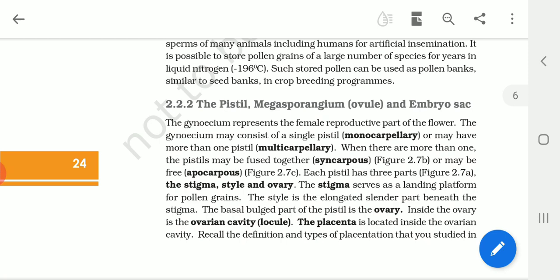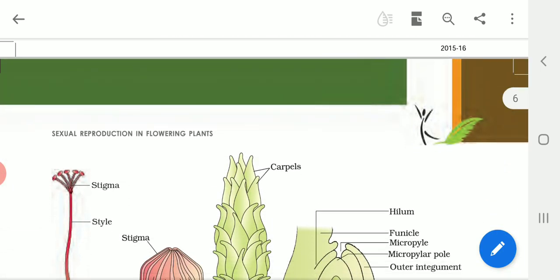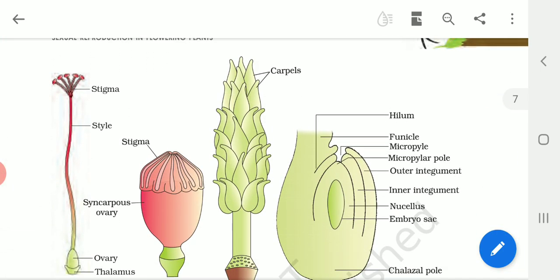Yesterday, we learnt about microsporogenesis. Today, let us go into another interesting aspect, that is, the pistil, the megasporangium, which is also called an ovule, and the embryo sac. Embryo sac is also called female gametophyte. Right. Before we start here, let us understand the structure of pistil.